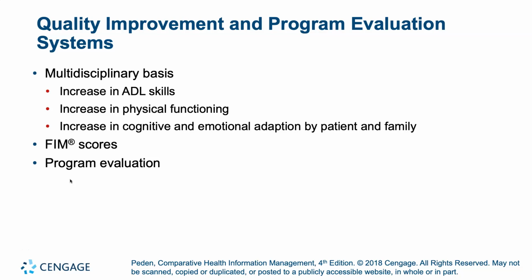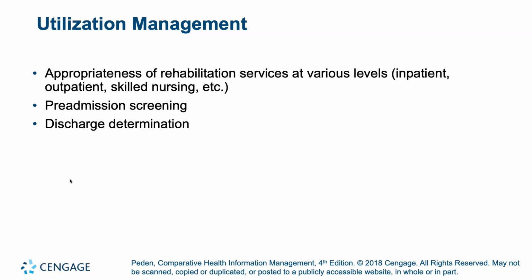And then, of course, we talked about the FIM scores and then evaluation of the program. Is the program working? And if so, how well is it working? So utilization management is looking at appropriateness of the rehab services. Is the patient in the right level of service? If they're an inpatient, can it be done in outpatient? If they're inpatient, should it be skilled nursing? All of those types of things are being assessed by utilization management.